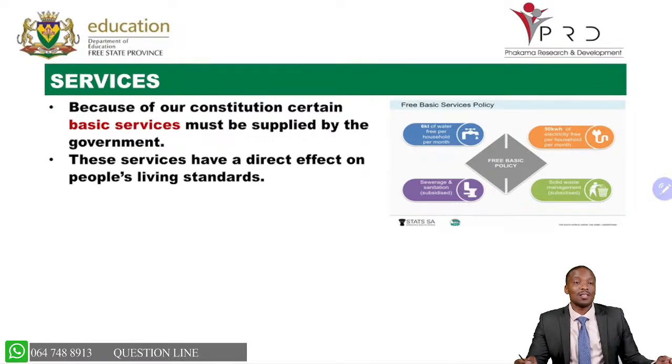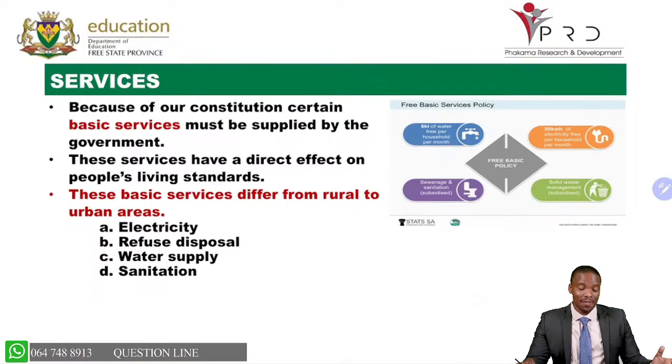say there should be at least 6 kiloliters of water per household per month. There should be at least access to 50 kilowatts of electricity per household per month. Also, there should be refuse removal by the municipality. Then there should be sewage and sanitation maintenance, or subsidized for those who cannot afford it. Why? Because these services are directly linked to people's standard of living.